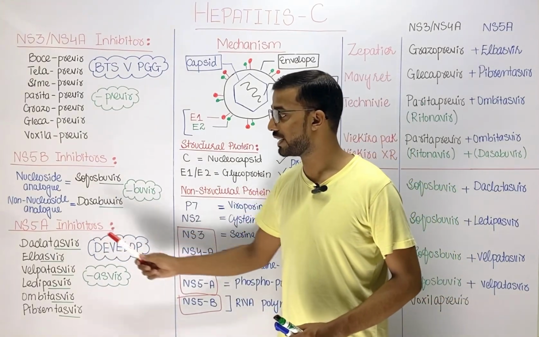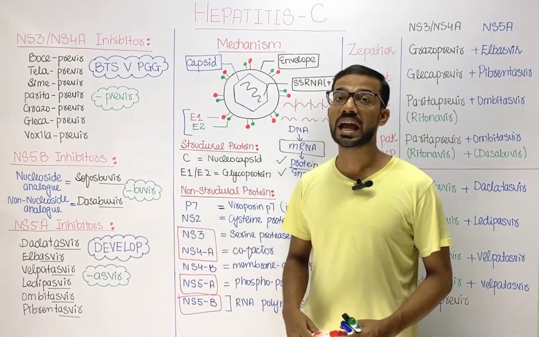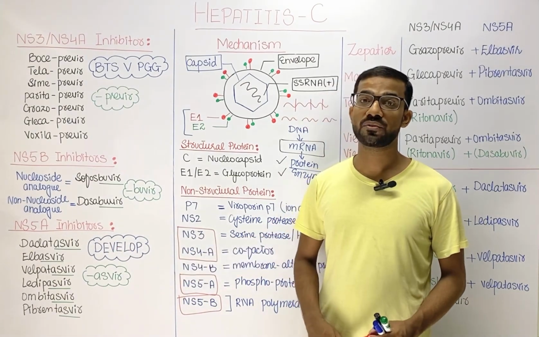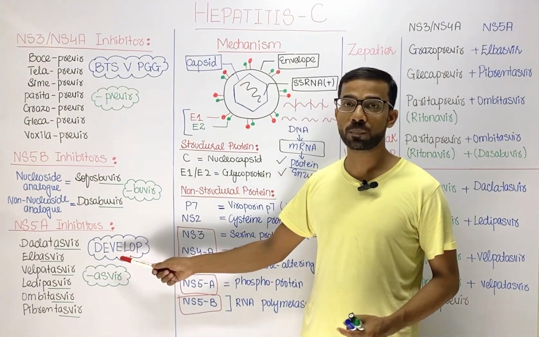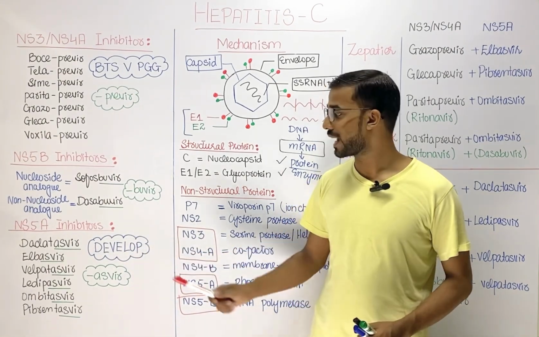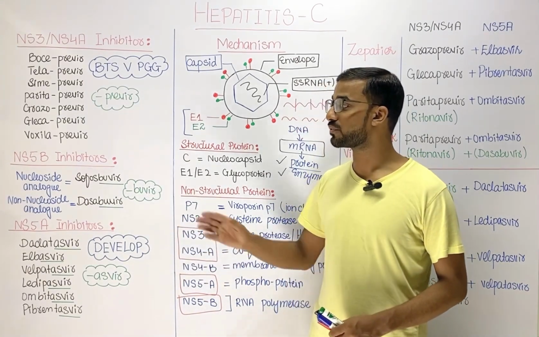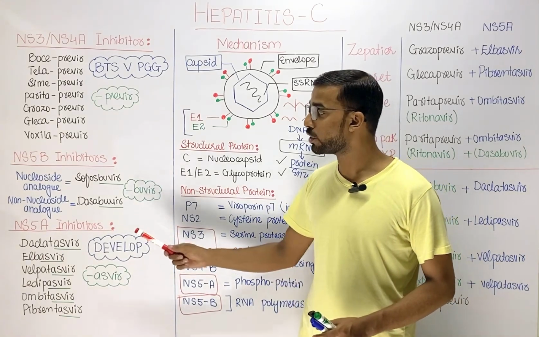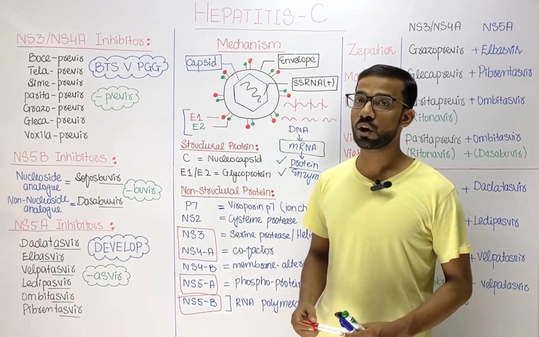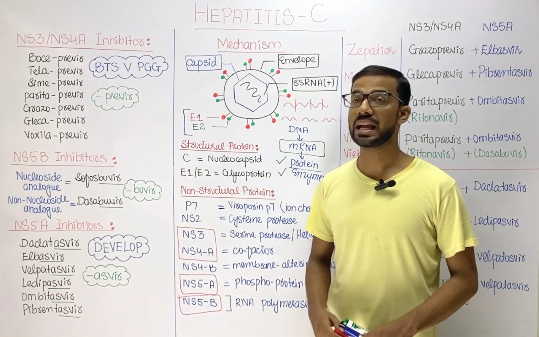Next are the NS5A inhibitors, and again you will remember them with the mnemonic DEVELOP. D for daclatasvir, E for elbasvir, V for velpatasvir. Again, E is the repeating letter, and L for ledipasvir, O for ombitasvir, and P for pibrentasvir. So this is the mnemonic for remembering the NS5A inhibitors, and at the end of these drugs you will see the word asvir. These are the different categories of inhibitors: NS3 and NS4A inhibitors, NS5B inhibitors, and NS5A inhibitors.